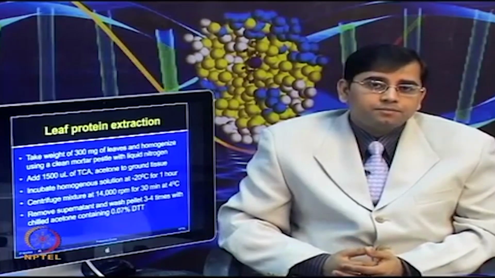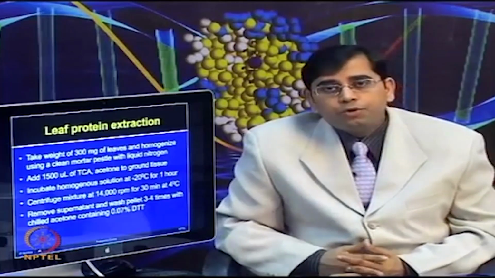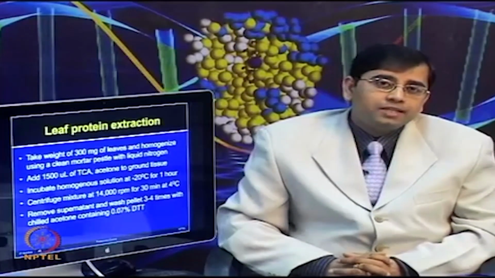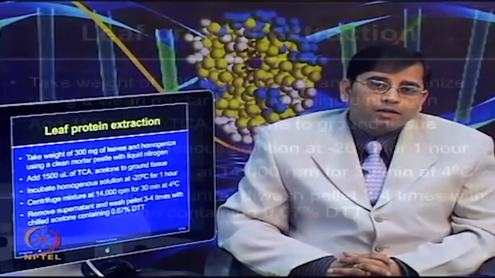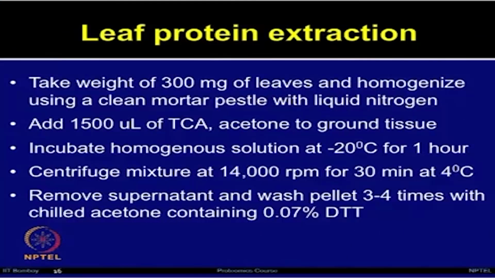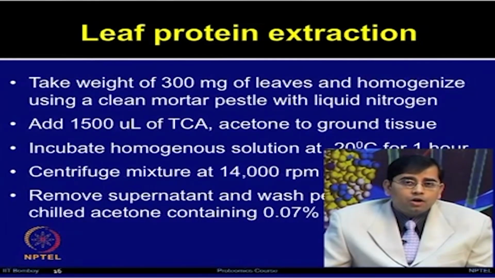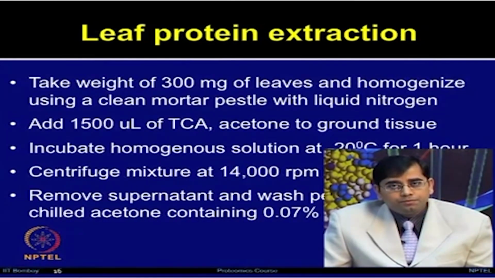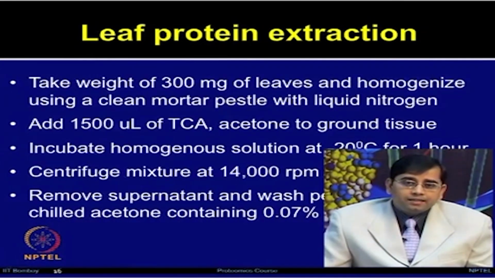Leaf protein extraction. So, if you want to analyze the leaf proteome, you first need to extract all the proteins present in the leaf. So, you can take almost 300 milligrams of leaves, and obviously you can adjust the weight depending upon your experimental requirement. Just to begin with, one can start with the 300 milligrams, homogenize by using a mortar and pestle, or you can use a homogenizer, or different types of lysis methods can be used. Homogenize this 300 milligram leaf in the liquid nitrogen by using mortar and pestle.